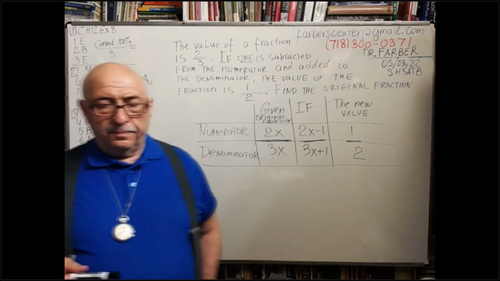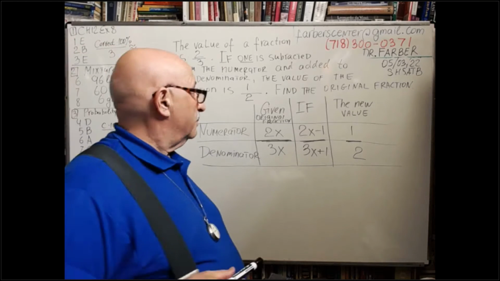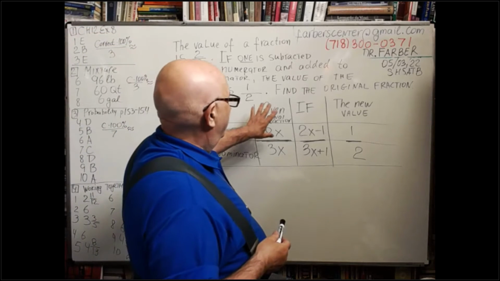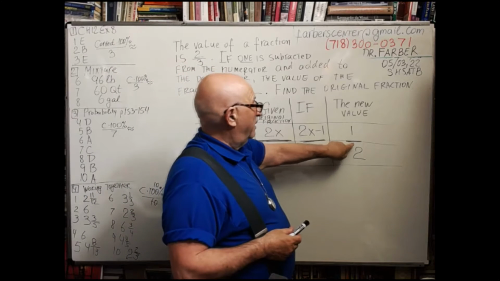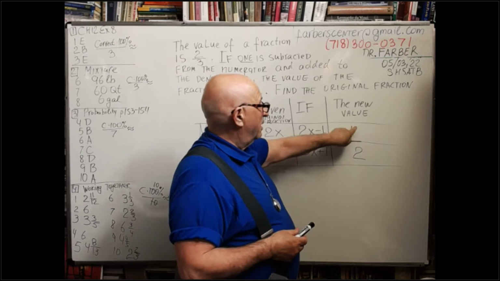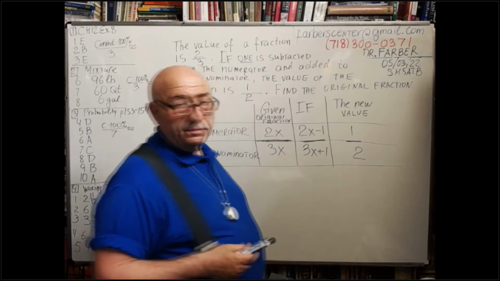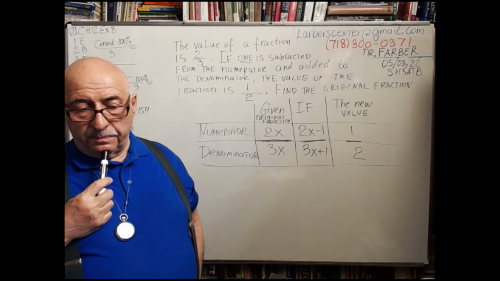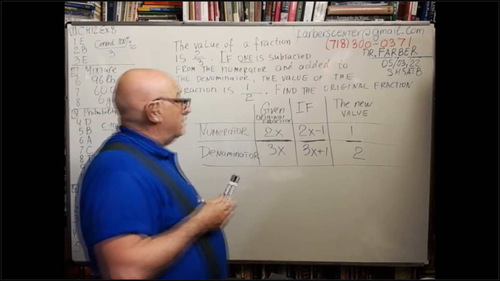I have a question. How did you get 3x plus 1 equals to 2? It's not equals. Yeah, sorry, it's given. It's 1/2. You see, I made even bold this 1/2, the new value, and this is the new fraction. Did I answer your question, Sophie? Yes. Okay.